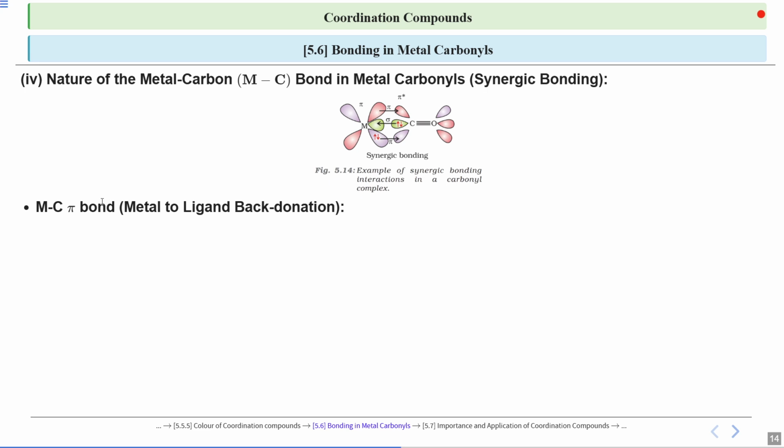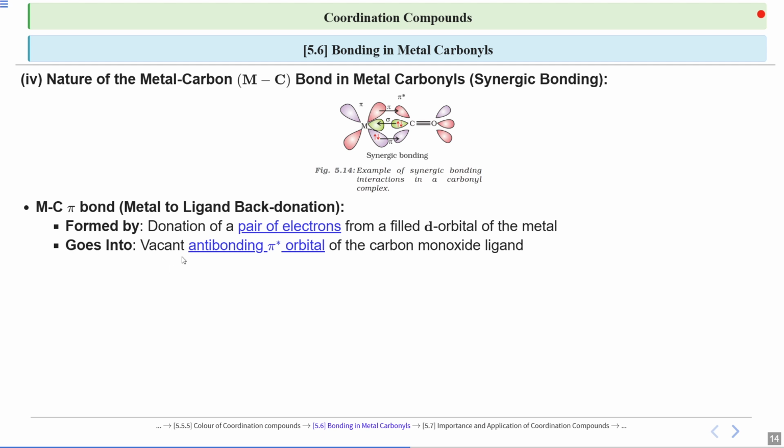So the metal-carbon pi bond is from the metal to the ligand, by back donation. This is back donation into the pi star orbital of the carbonyl, right? The metal-carbon pi bond forms when the metal gives electrons to the ligand by back donation. It is formed by the donation of a pair of electrons from a filled d orbital of the metal to the ligand.